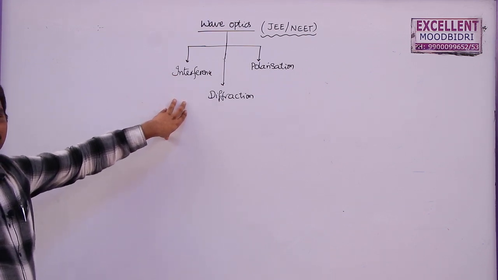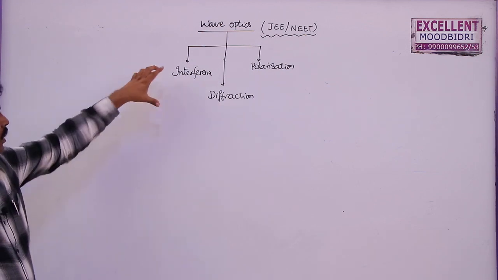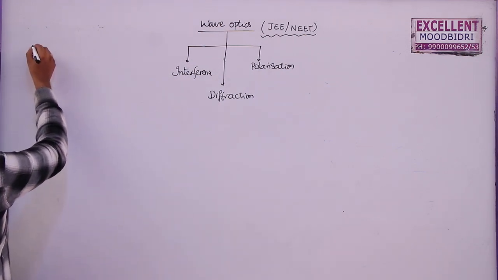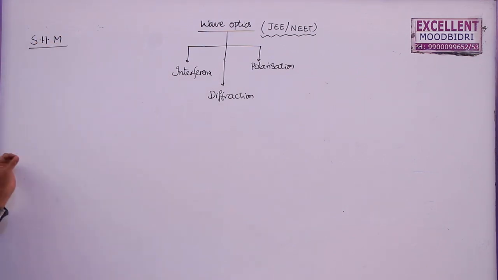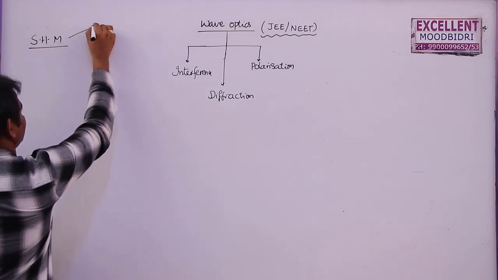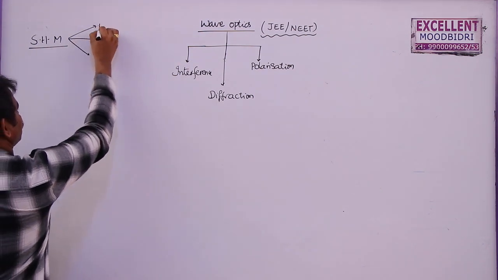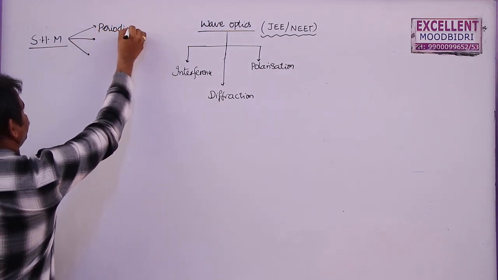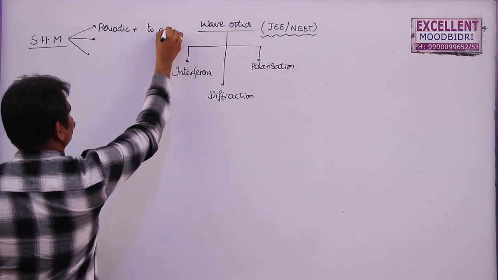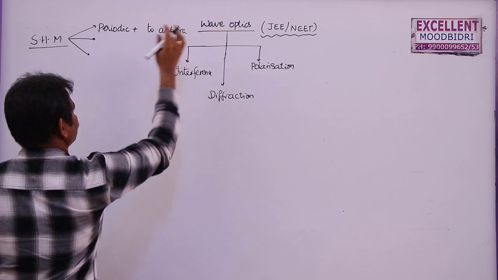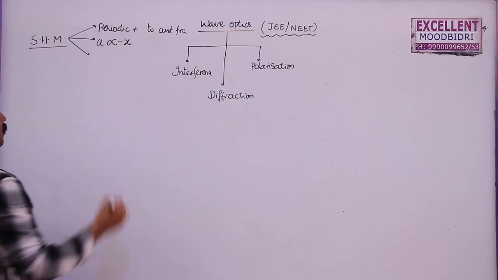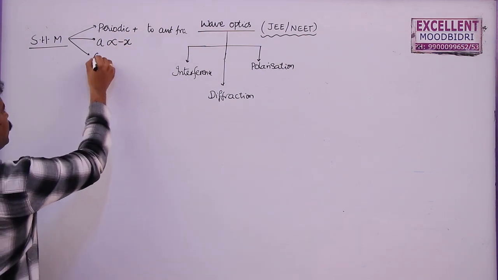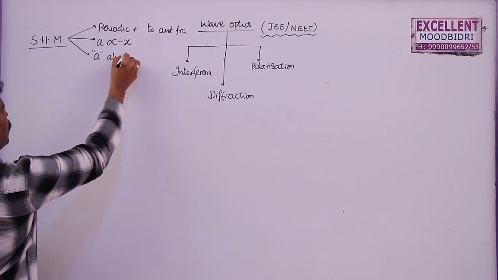But before learning about these three different properties of light based on the wave nature of light, first of all we will learn some basic concepts that are required to learn about these properties, that is simple harmonic motion. If a particle is executing simple harmonic motion, it should satisfy three conditions. The first one, the motion of that particle should be periodic plus to and fro motion. Second, acceleration should be directly proportional to the displacement from the mean position but opposite to it. And the third one, acceleration always acts towards the mean position.